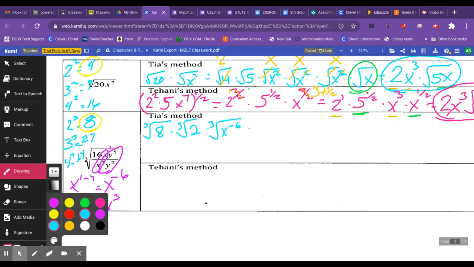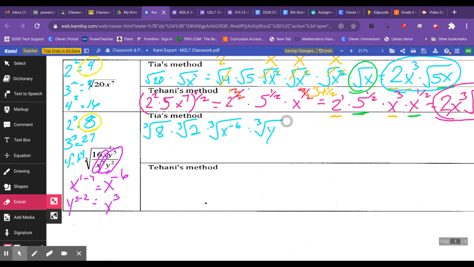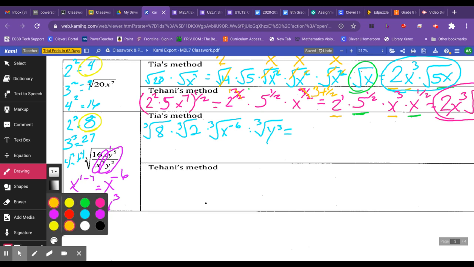So now I'm going to take times the cubed root of y to the third. Nope, I should have put that more inside. Technically, it doesn't matter because it's just the one exponent. All right, so now let's keep simplifying. Cubed root of 8 is actually 2. Can't simplify this one yet.